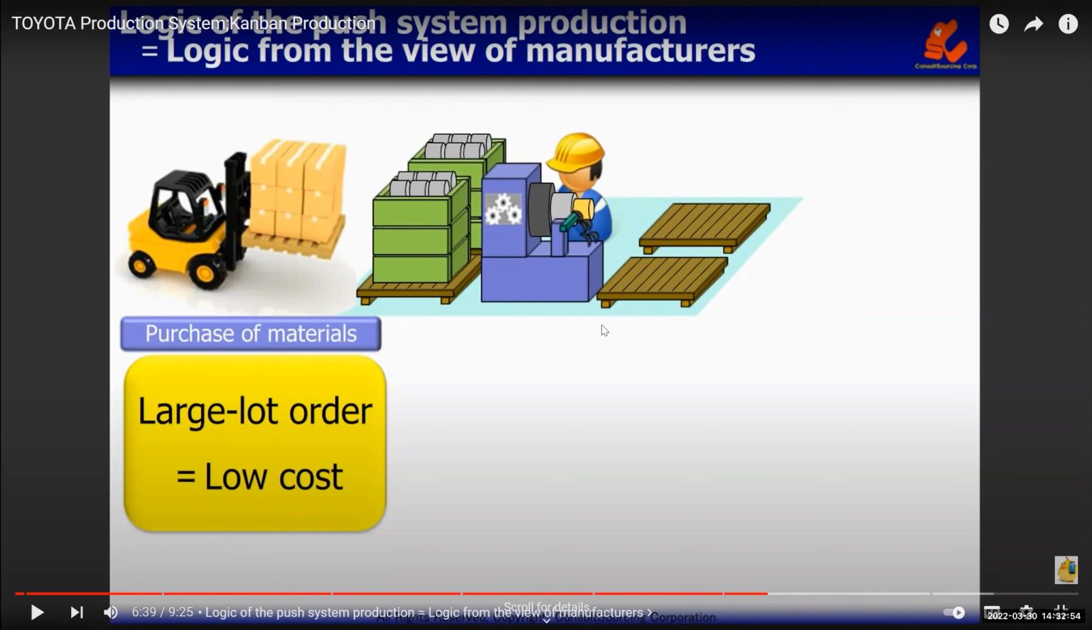The benefit of going into the push system is that if you order this many parts together, then they're going to cost you less. So you're taking advantage of this economy of scale, like what Walmart does. They buy very big lots and then they sell it at a small price. So that's the idea.